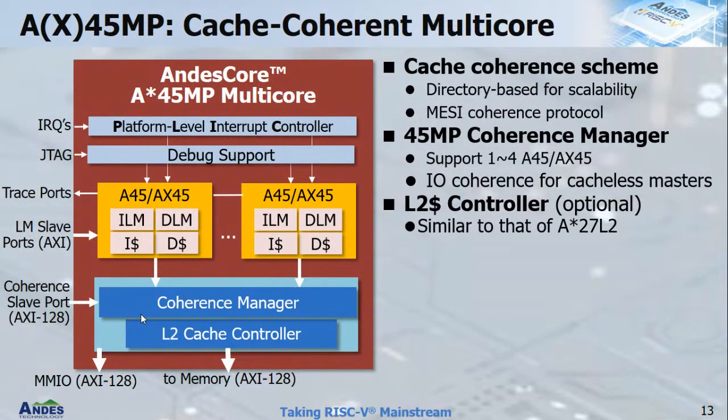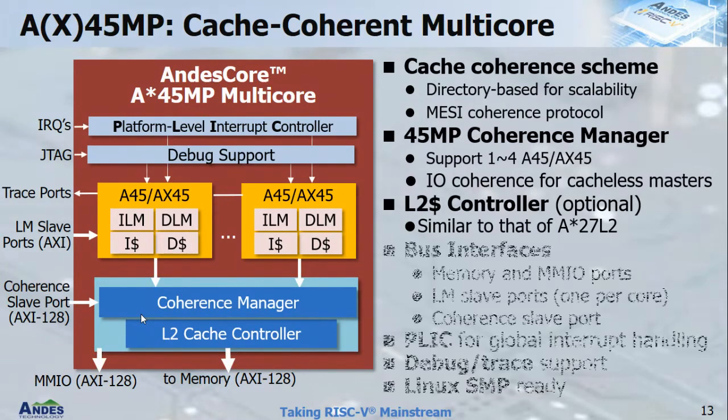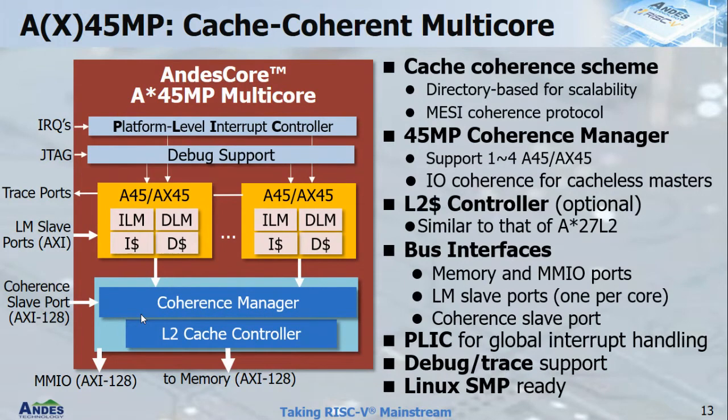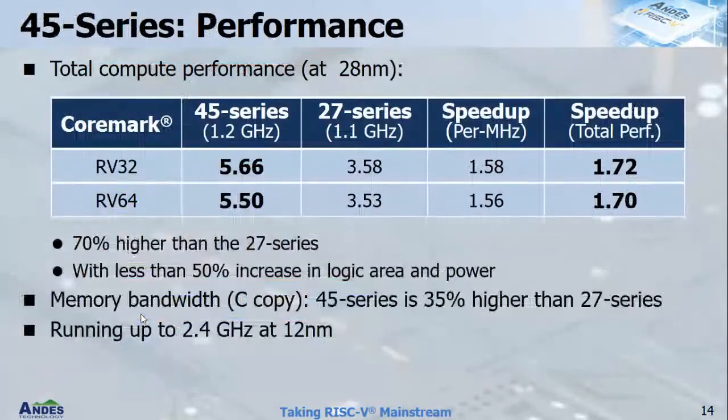The 45 series is also available as a multi-core system. You have a coherence manager, which is MESI-based and directory-based for scalability. That means you could easily add more cores later. So far, we are planning to support 1 to 4 cores. And then you also have an L2 cache controller, which is similar to the one I introduced before. This whole system is already Linux SMP ready. We have it up and running, and our customers are already testing and implementing it.